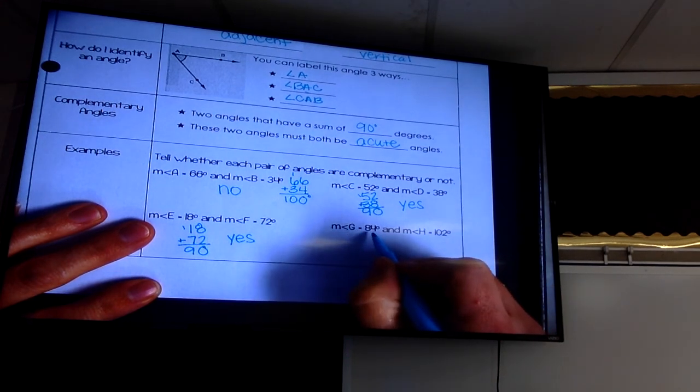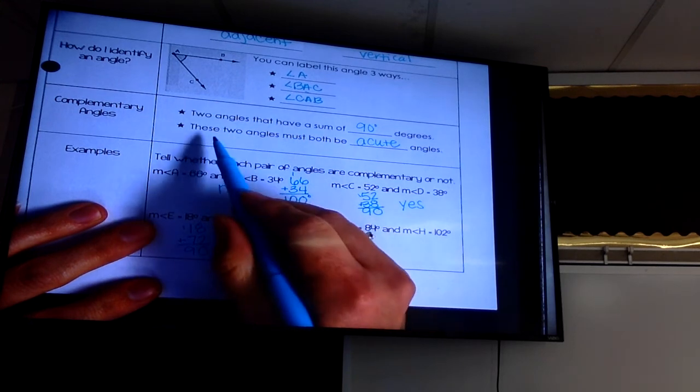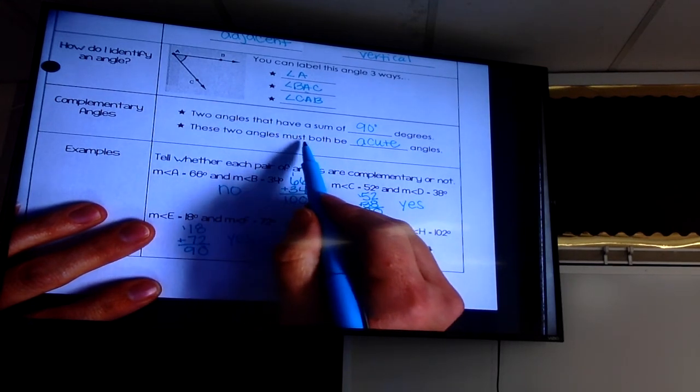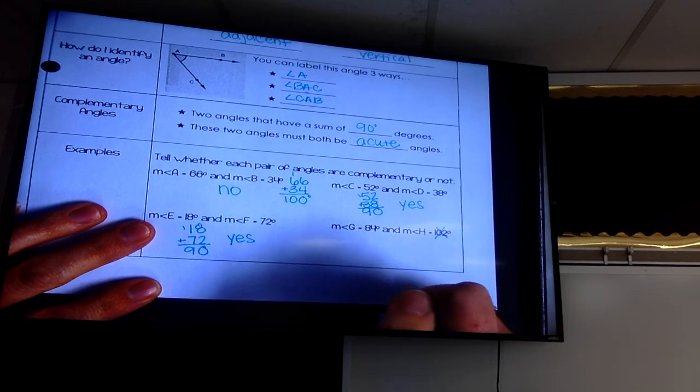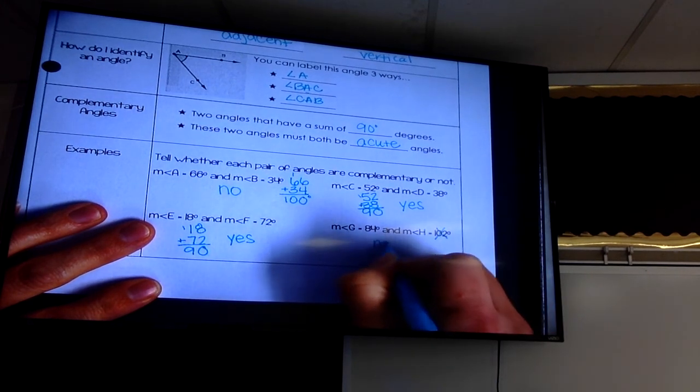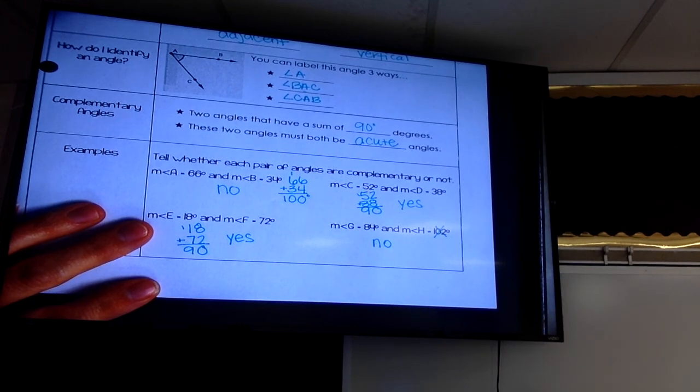Now here, 84 and 102. I actually don't even have to do the math for this because right here it says these two angles must both be acute angles. And I see 102. 102 is not acute. So I know this answer is going to be no. It's going to give me something greater than 90 degrees.